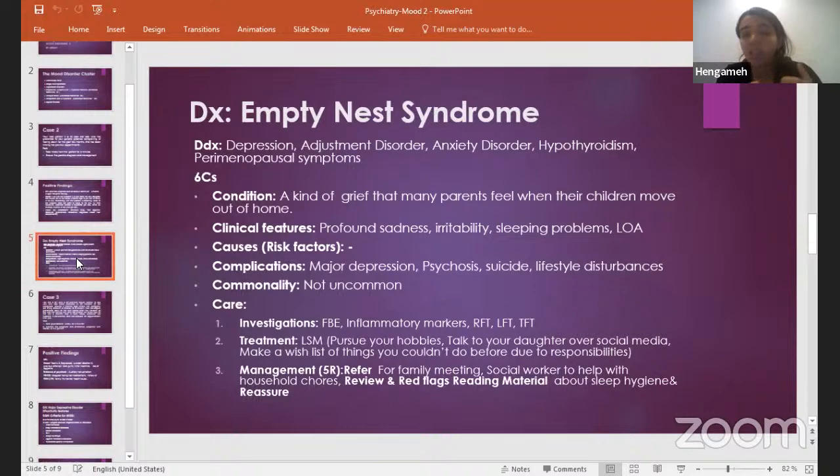This is a lady presenting with low mood. Based on her history, empty nest syndrome is a very likely diagnosis. But just by looking at it and talking to her, we can't confirm that this is empty nest syndrome. So we need to do blood investigations. Even the DSM criteria say the symptoms should not be explained by any organic causes. So we need to confirm it by doing blood tests.